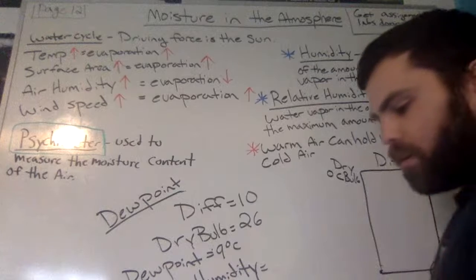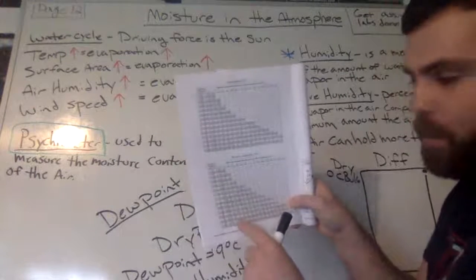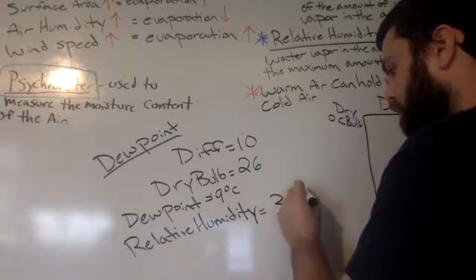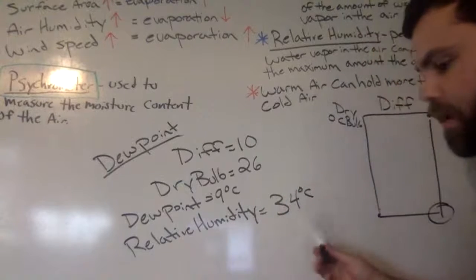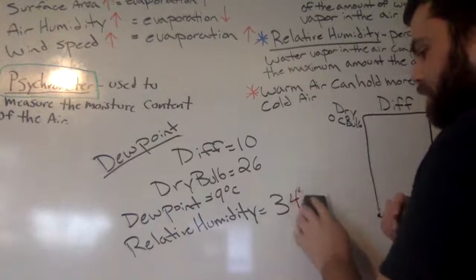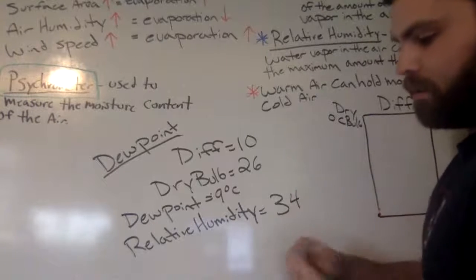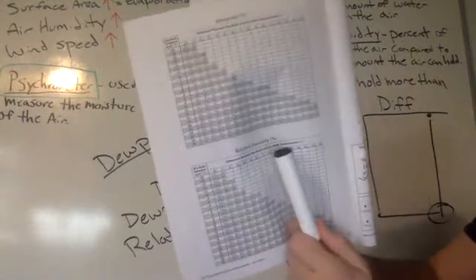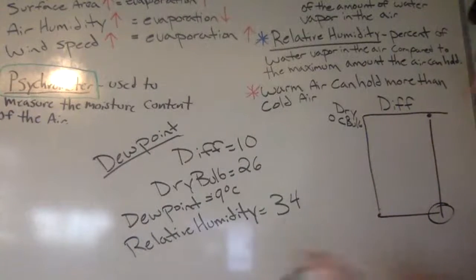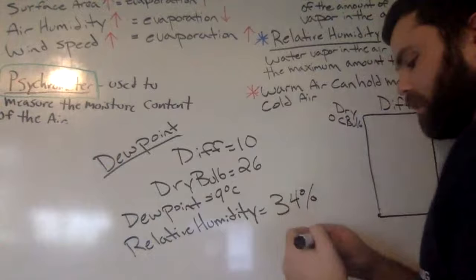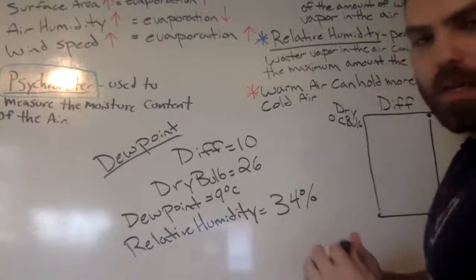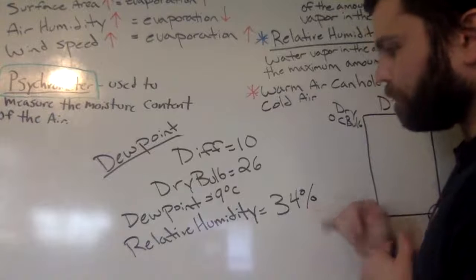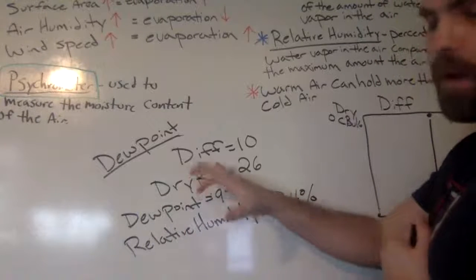So if we follow that down, remember we're using the relative humidity chart. The units that we use for relative humidity is percent now. It's no longer degrees Celsius. If you go to the bottom chart, it says relative humidity, it gives you the percent. Now, that's all we're doing right now.